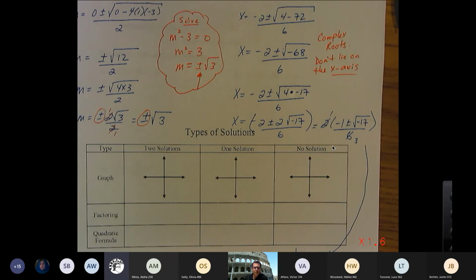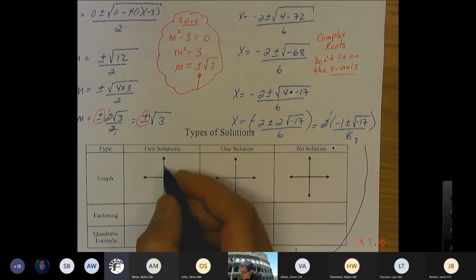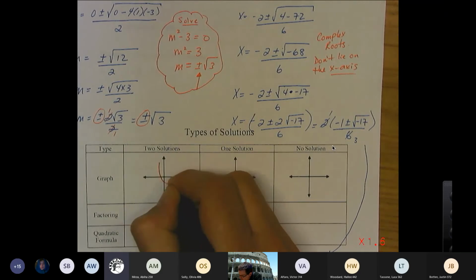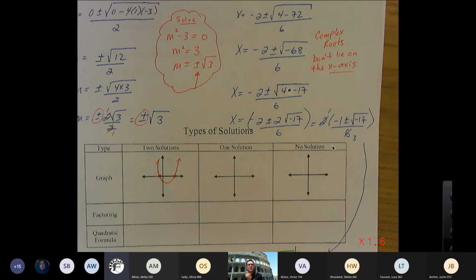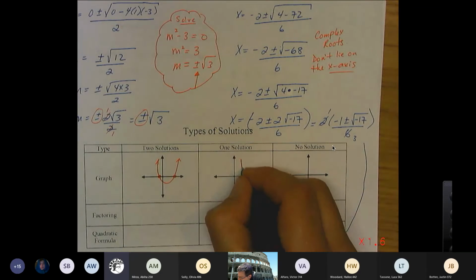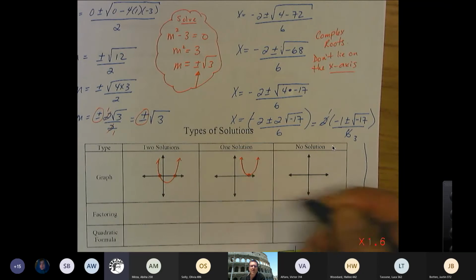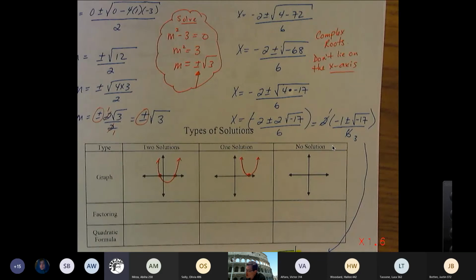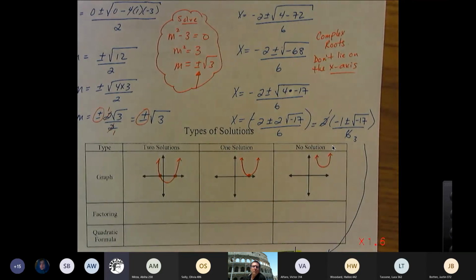Okay, so if I have 2 solutions using a quadratic formula, do you know what that means? That means that I have 2 x-intercepts. If I have 1 solution, that means that I have 1 x-intercept. And if I have no solutions, that means I have no x-intercepts. So that's how this is relating to the graph.